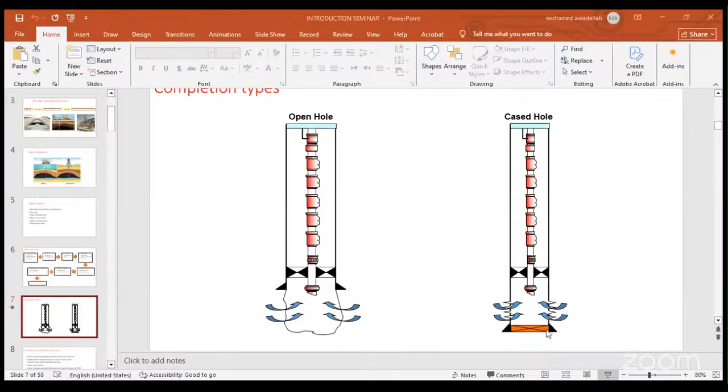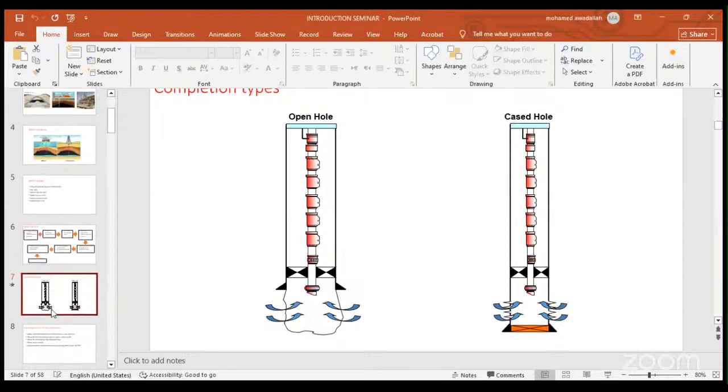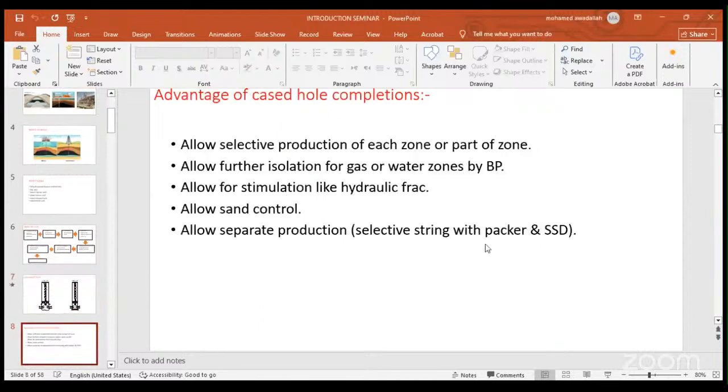cement. Then, before running the completion, I perforate this casing and cement to allow the fluid to flow from the formation to the well. So both types exist, and there are some advantages for the cased hole over the open hole completion. If we see the next slide, we can see the advantages of cased hole completion. It allows selective production for each zone.